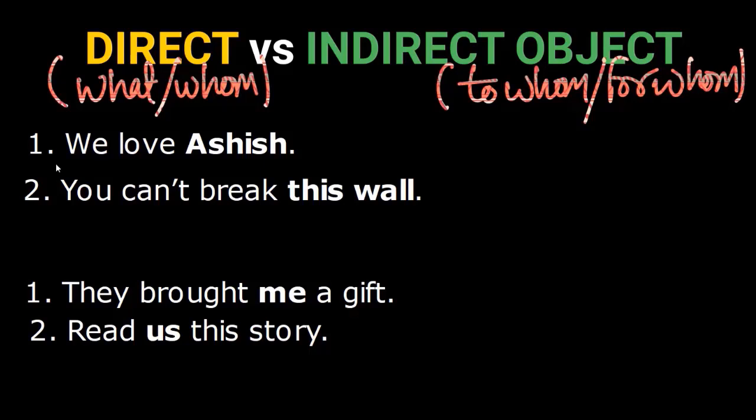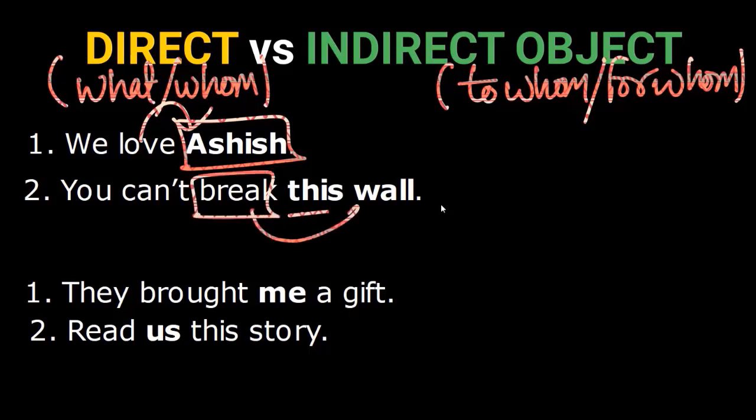Some examples: we love Ashish. We love whom? Ashish. Direct object. It answers the question whom. You can't break this wall. You can't break what? This wall. It answers the question what. These are direct objects, and we do not have an indirect object in the sentence, right? As I said, you can have a direct object without having an indirect object. The same cannot be said about the indirect object.